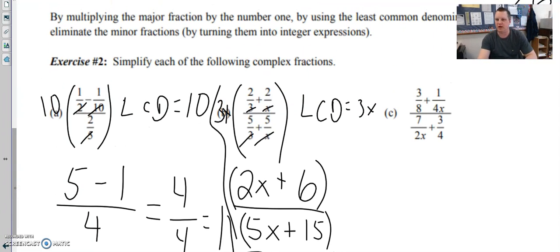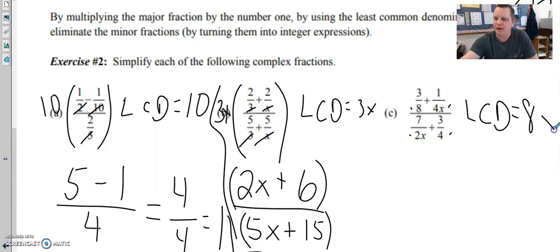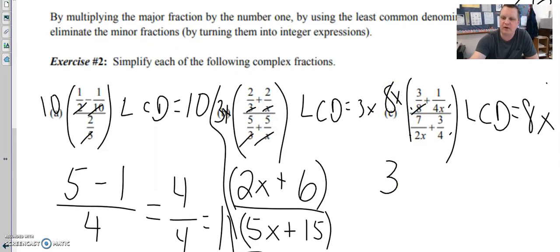Last one, we're still only talking about monomials in the denominator. My LCD, we have 8, 4x, 2x, and 4. So we have to have an 8, because there's your 2, 4, 8, and you have to have the x represented. So multiply everything by an 8x. 8 cancels with the 8, you have a 3x. 4x cancels with the 8x, you're left with a 2. The 2x cancels with the 8x, you have a 4.